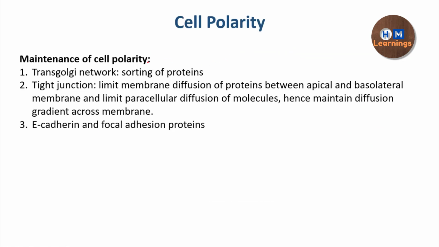Okay, so now we can come to the next topic, that is how cell polarity is maintained. As I said, some proteins are present on the apical side, some on the basal side, some on the lateral side, but how is this polarity achieved? This is achieved by the trans-Golgi network. You know that the secretory proteins are sorted by the trans-Golgi network, where the synthesis of the protein is going to happen.